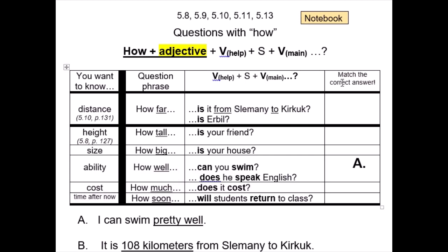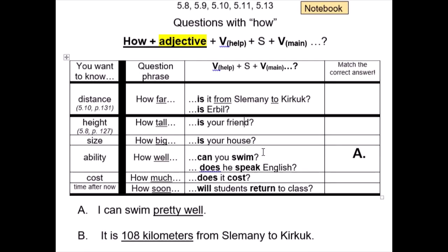Okay. So as an example of questions, how far is it from Slemani to Kirkuk? That means what's the distance between place number 1 and place number 2? Okay. Or how far is Erbil? Okay. That means from where I am to Erbil. All right. For height, how tall is your friend? How many meters or how many feet? Okay. Size, how big is your house?